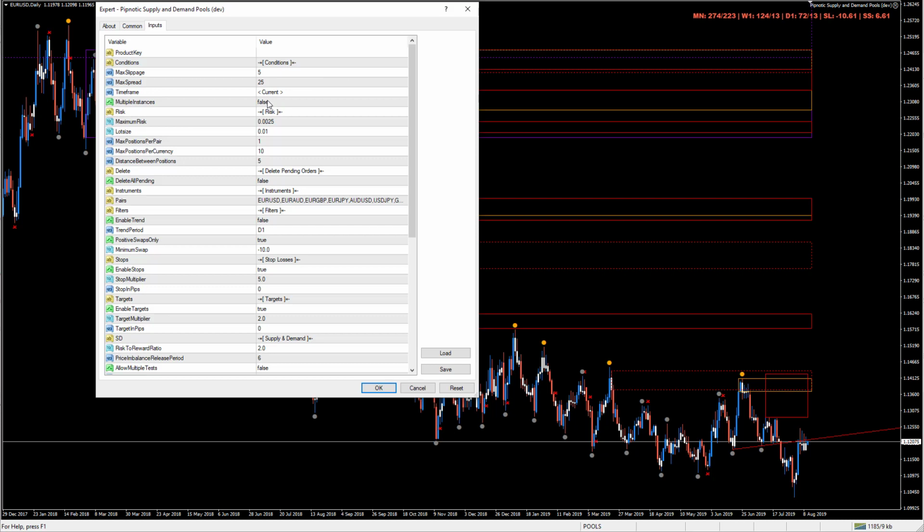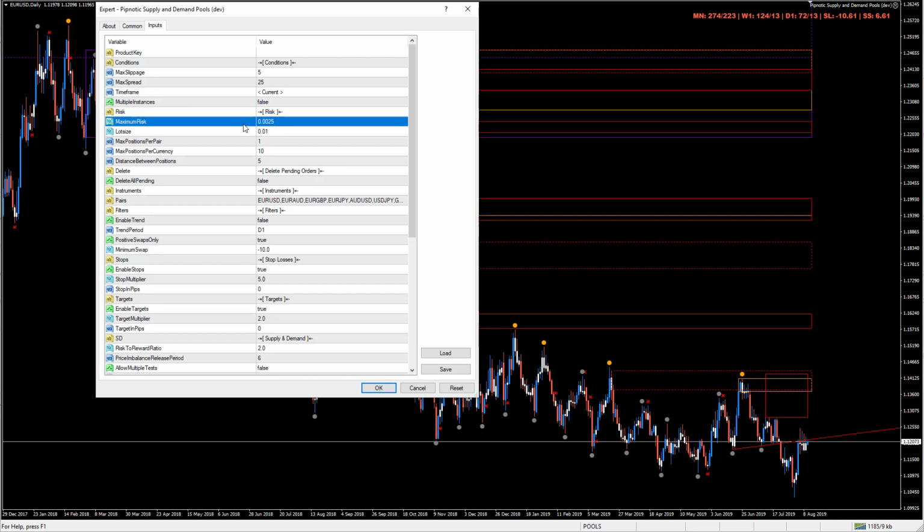So the default setting, the most important one to start off with is multiple instances. This should be set to false, because if it's set to true, then you might have an instance running on one chart that's opening trades and another instance running on another chart that's closing trades. So this will create confusion for you and for pools. I recommend that you put this to false, then it'll always ensure that only one instance is running.